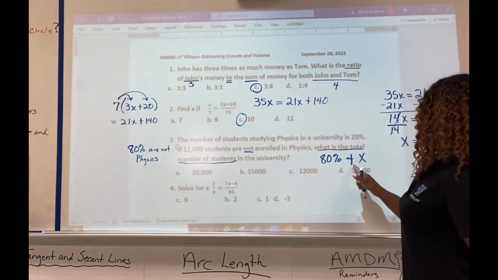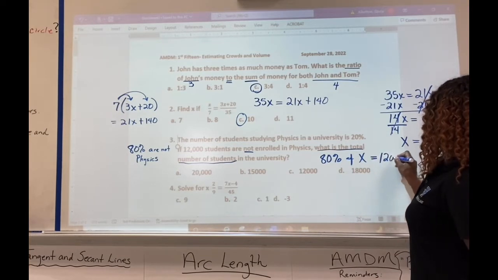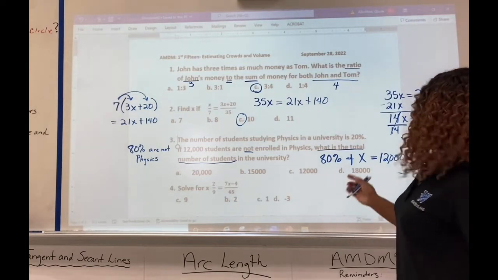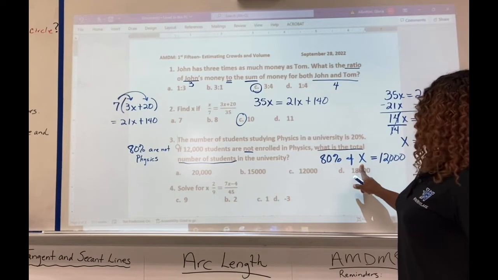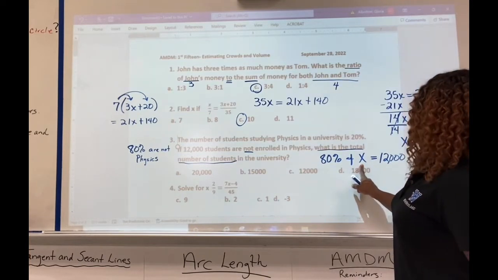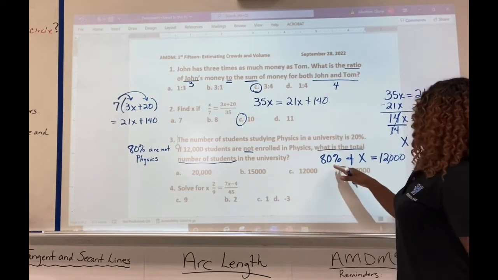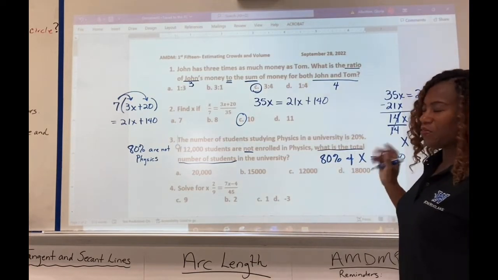So 80% of some amount is going to be those 12,000 students that are not taking physics. Now, this is what I'm trying to find. How many kids are in that school? Or how many young adults are in that school? And we know that whatever that amount is, it's going to be 80% of this. So these are not taking physics. So hopefully that makes sense to you.